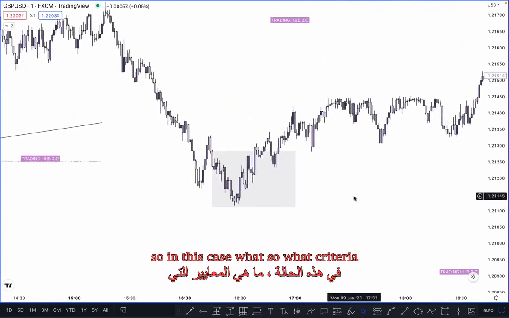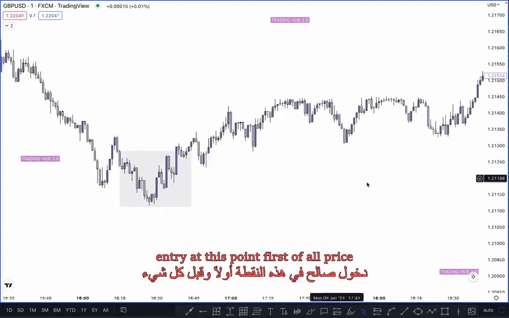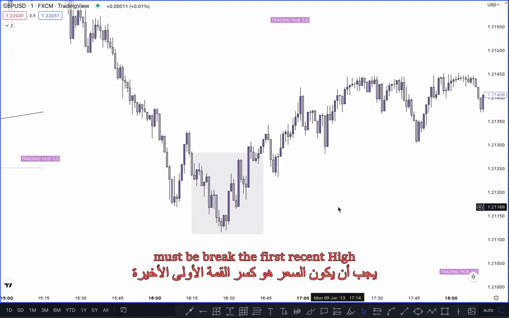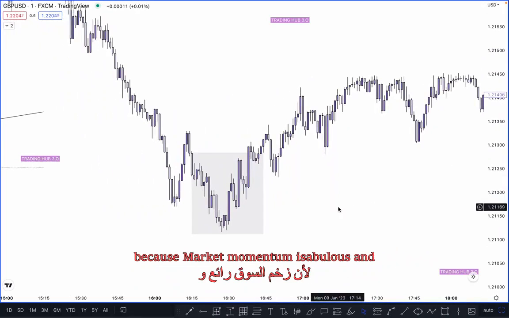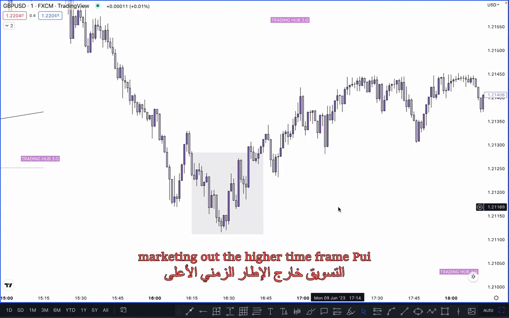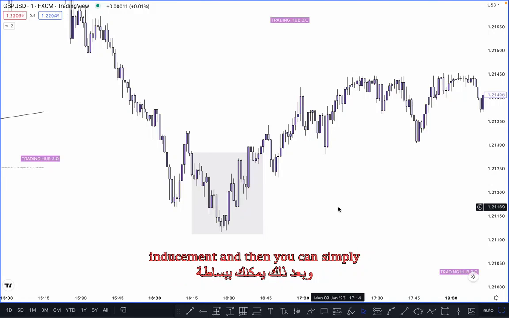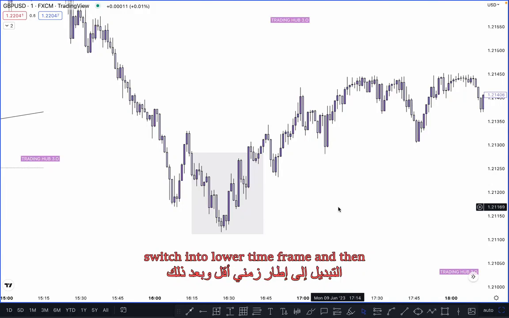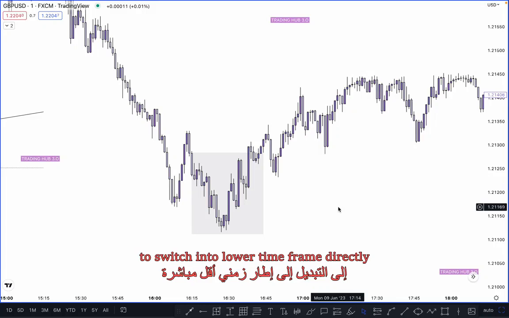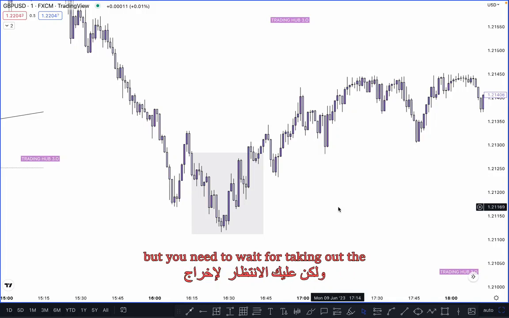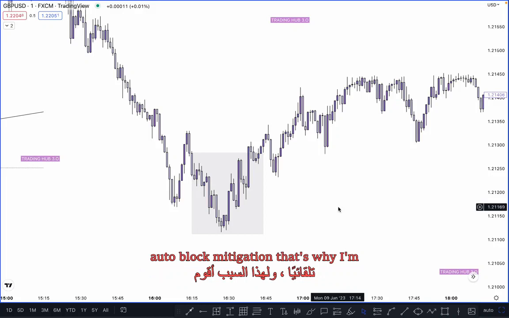So in this case, what criteria should you follow to confirm a valid entry at this point? First of all, price must break the first recent high, which acts like our change of character, because market momentum is bullish and the market took out the higher time frame POI and the higher time frame inducement. Then you can switch into the lower time frame and buy or sell here. You don't need to switch into the lower time frame directly, but you need to wait for the inducement to be taken out and wait for single candle order block mitigation. That's why I'm switching here.